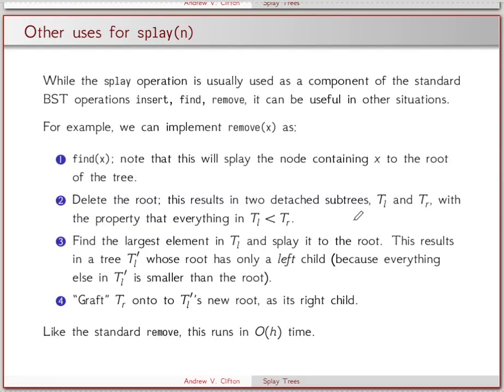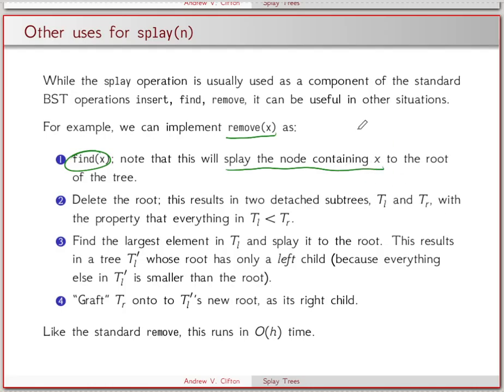Now, usually we'll use splay inside of insert, find, and remove, but you can use it in a few other situations. Any situation where you want to take some particular node and move it to the root, you can do a splay. So an alternate implementation of remove would work like this. First, we're going to find the node that we want to remove. If we're using the splay tree find, this will have the effect of splaying that node to the root of the tree.